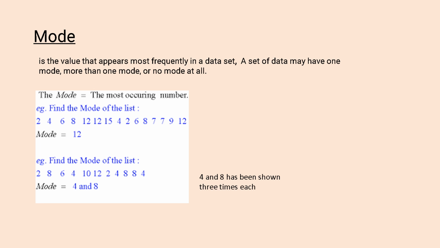But in our second example, you can see that we have 8 2 times, and then we have 4 also 2 times. Oh, I'm sorry. We have 8 3 times, and we have 4 repeated 3 times. So in this case, our mode is going to be 4 and 8, which means we have more than one mode.